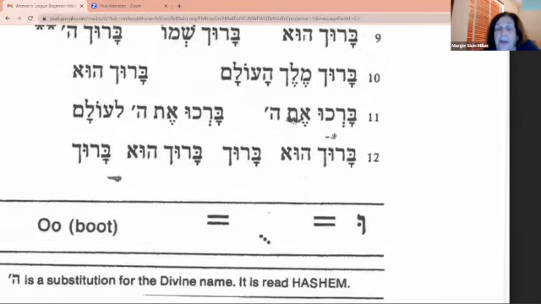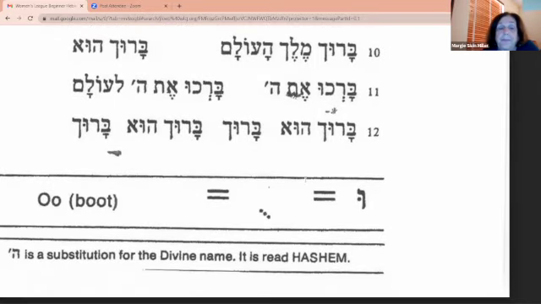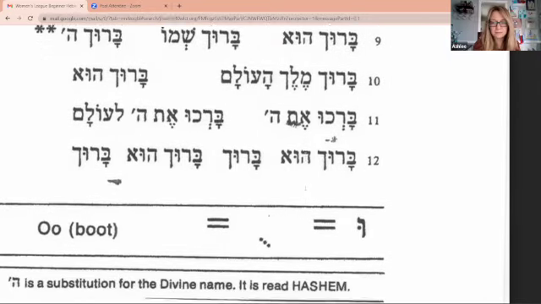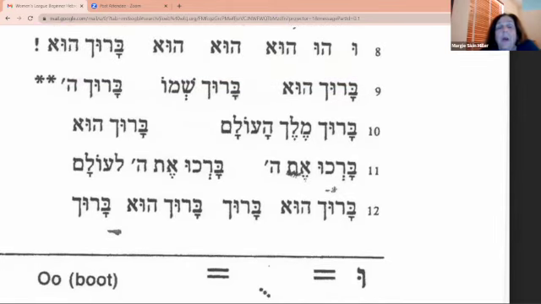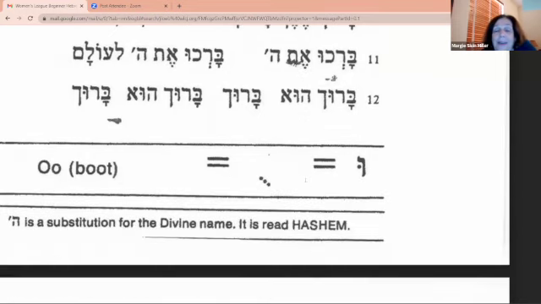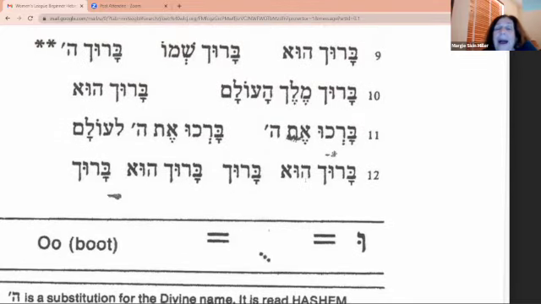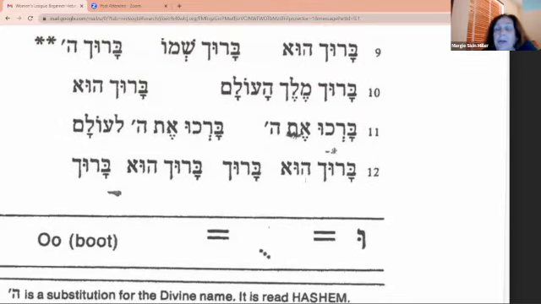Okay, let's go to line 12. This is just teaching us on line 9. I guess I might as well just teach you. When you see the end has 2 asterisks, you're going to see a hey with an apostrophe. There's no way to say it. It's another way to say God. So we mostly would say Adonai. That's another way to spell Adonai when you're practicing.